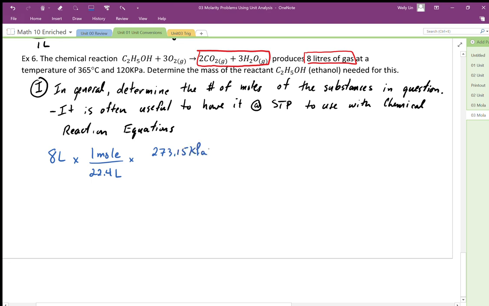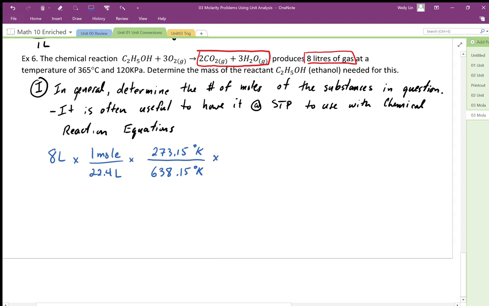So I end up with 273.15 in the numerator and the bigger number in the denominator. So the 365 degrees Celsius converts to 338.15 degrees Kelvin. Sorry, that's not kilopascals, that is temperature. So degrees Kelvin and degrees Kelvin. Okay, so I need to have this at a lower temperature, which is going to lower the volume, so I need to have the smaller number on top.